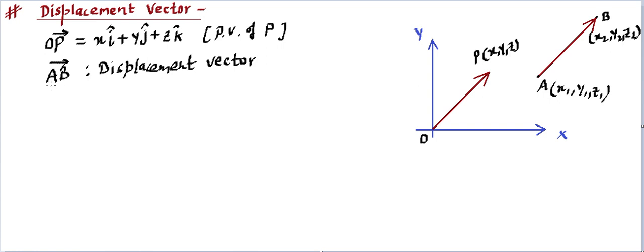Okay, so in physical questions or in questions of physics, you will be asked like this: a particle starts from point A and reaches point B. Find the position vector or find the displacement vector. So if it is asking for the displacement vector, we should go for the AB vector. If it is asking for the position vector, then the OA vector will be the initial position vector, and OB will be the final position vector.